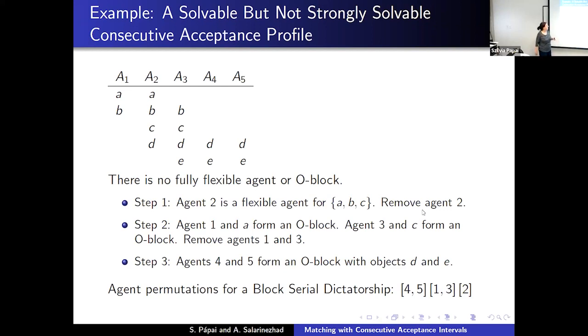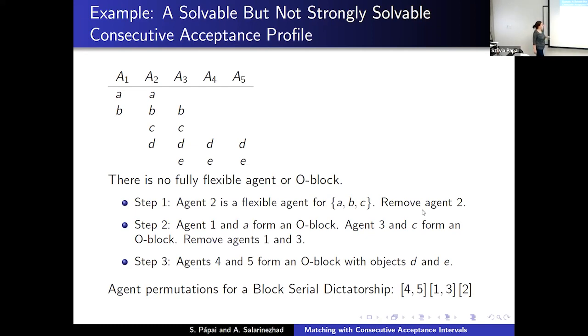We need the solvability. So here, there is no fully flexible agent or O block to begin with. Right? However, we do have a flexible agent with 2 for A, B, and C. And so we can't include D because D gives a lot of competition. But for A, B, C, the 2 competitors are just 1 and 3. Okay. So we remove agent 2.